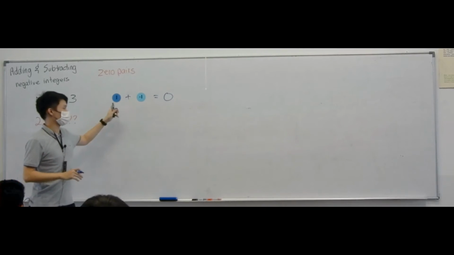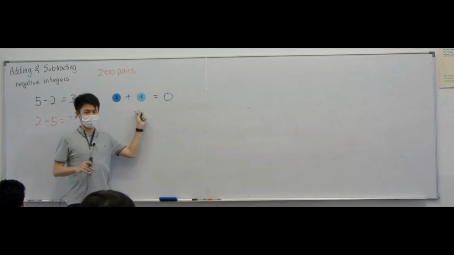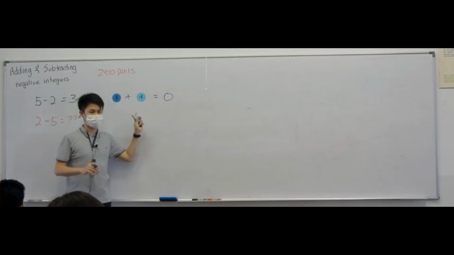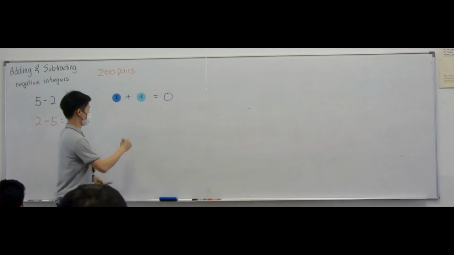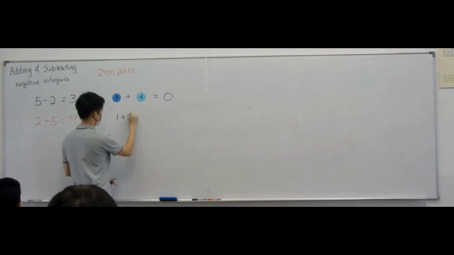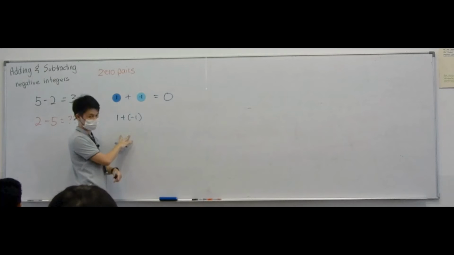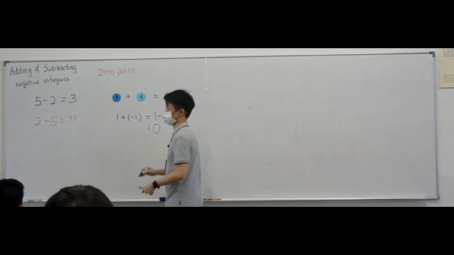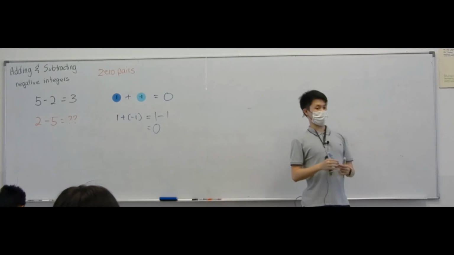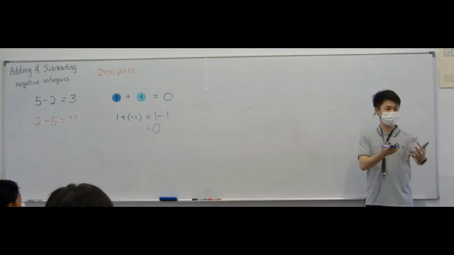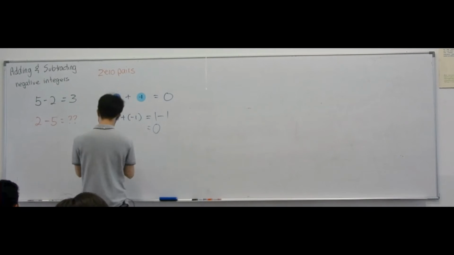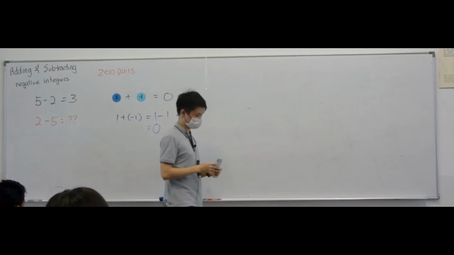When I have 2 of these together, 1 and 1 negative 1, we call it a zero pair. Why? Because 1 plus negative 1, this is how you write it, is equal to 1 minus 1, which in the end is equal to 0. Okay, am I explaining in a way you can understand? Yes. Okay, very good.